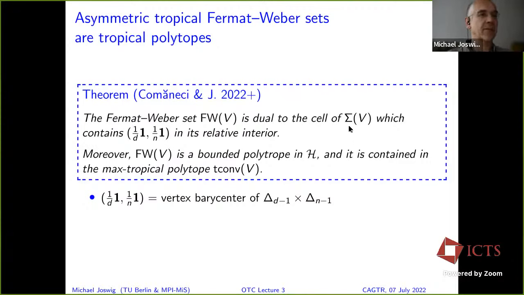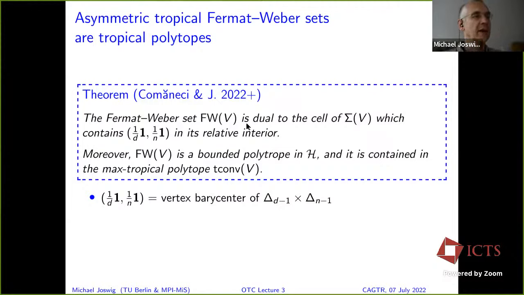So we had this sigma v, which was the regular subdivision of the product of simplices. That is an ordinary polytope which has a vertex barycenter, right? You sum all the vertices that you have, the d times n many, and then you divide by their number. And then that point is 1 over d times the all ones vector, comma 1 over n times the all ones vector. That's like the middle point. But also in this case, it's the center of gravity in a measure theoretic sense of this polytope.